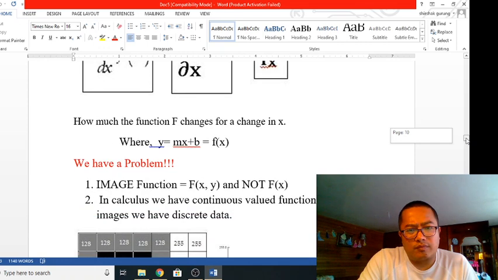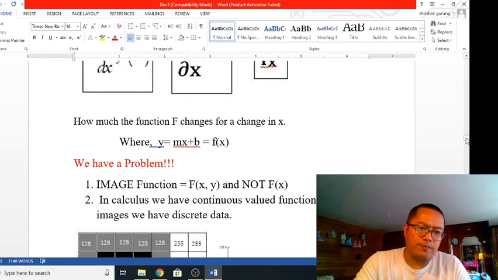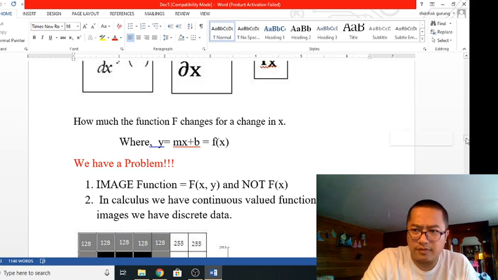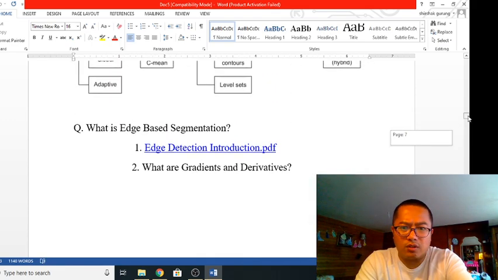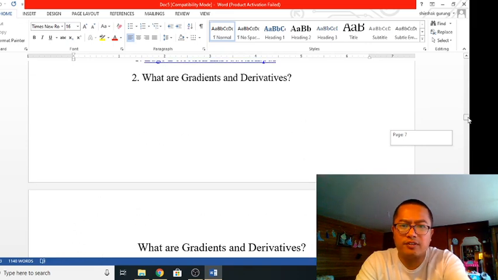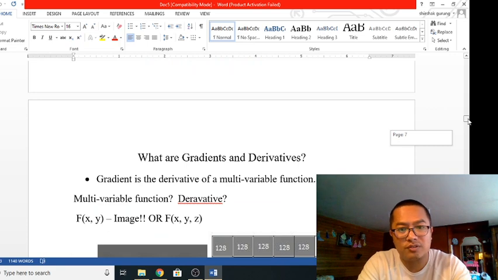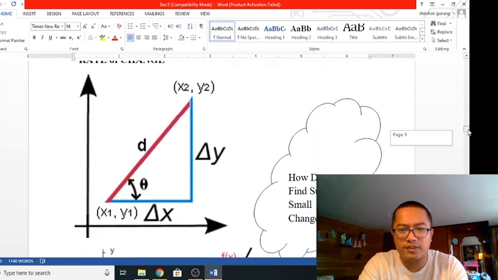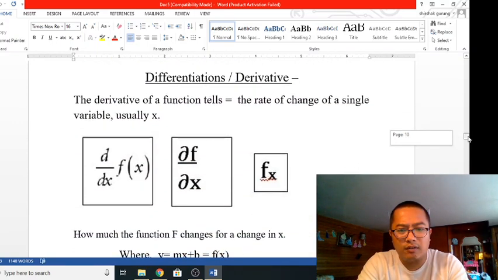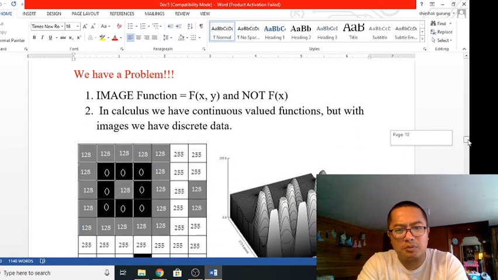Now we said a gradient. Previously we said that when we find edges, we need to know gradients and derivatives, because gradients help us find edges. Edges are sharp transitions. A gradient is a derivative of a multivariable function. We said an image is a multivariable function. We know what a derivative is. Now, let's go ahead. But we have a problem.